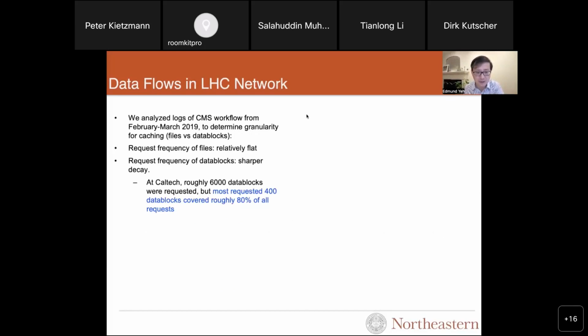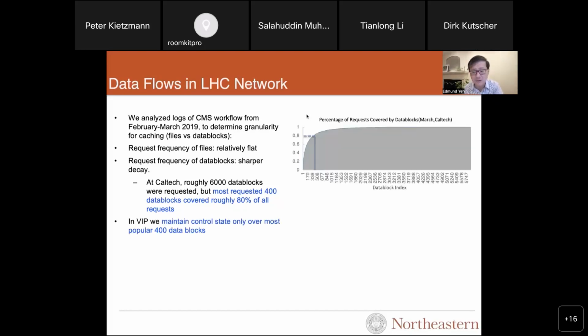In particular, at Caltech, roughly 6,000 data blocks with unique names were requested, but the most requested 400 data blocks covered roughly 80% of all the requests. Because of this, in the caching algorithm and forwarding algorithm, which we will discuss, we will maintain control state only over the most popular 400 data blocks. Here you see the data block index on the x-axis and the percentage of requests covered by the data blocks, and you see a sharp increase there.